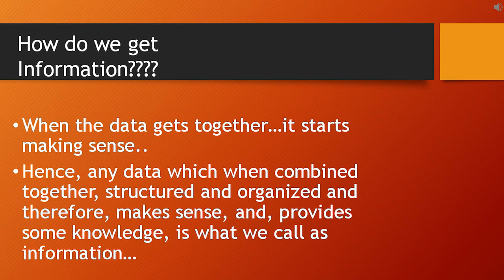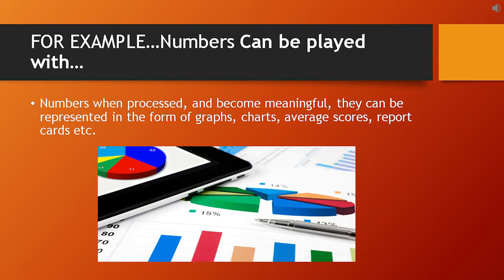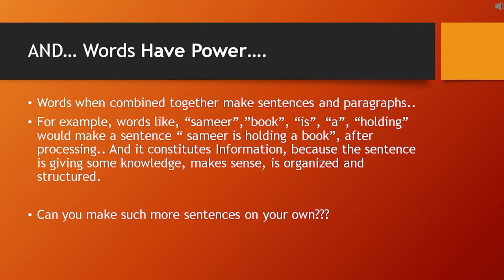When the data gets together, it starts making sense. Hence, any data which when combined together, structured and organized, and therefore makes sense and provides some knowledge, is what we call information. For example, numbers can be played with. Numbers, when processed and become meaningful, can be represented in the form of graphs, charts, average scores, report cards, etc.